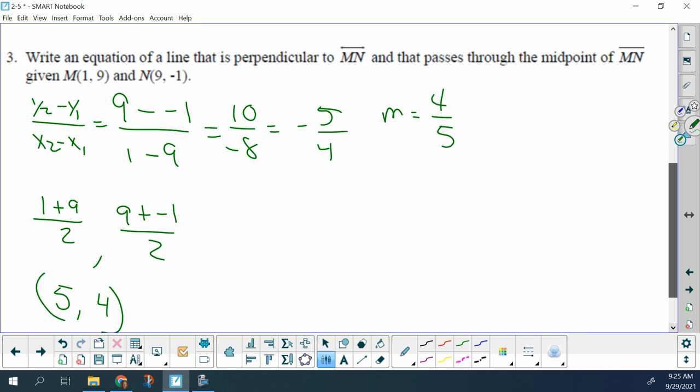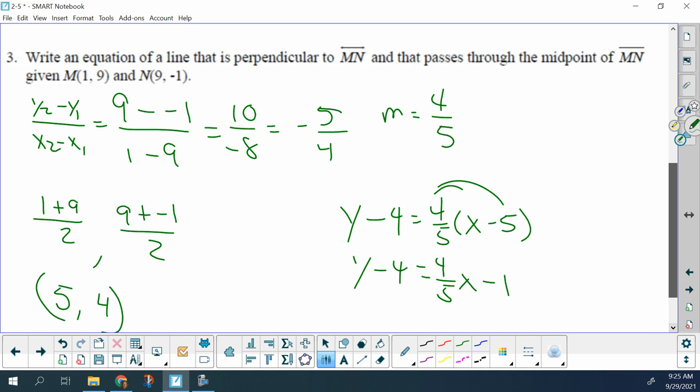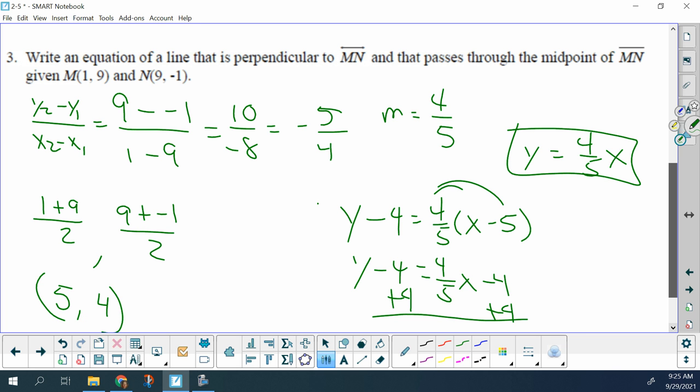Now, it doesn't say how I want to write my equation, but I could do y minus 4 equals 4/5 times x minus 5. Or I could simplify it, which I think I had for the answer. Hold on. We'll distribute, get y alone, and then add 4. And that's why I have 0 there. Y equals 4/5 x plus 0. I don't know why I didn't write this as an answer. There's nothing that says I can't have this as an answer, right? So if you had this, you're fine. Questions?